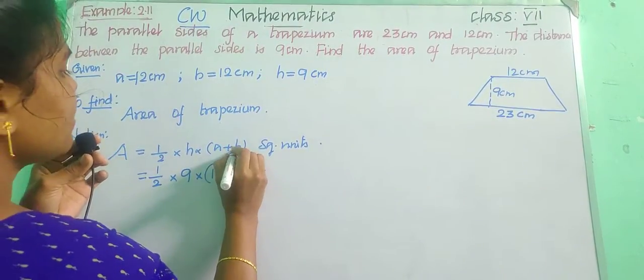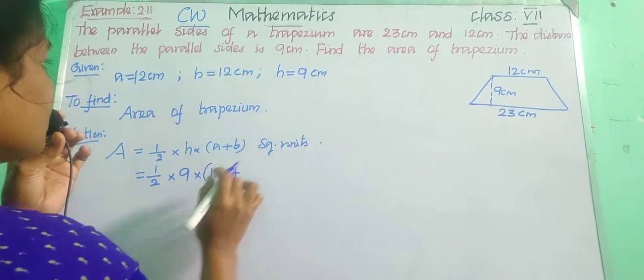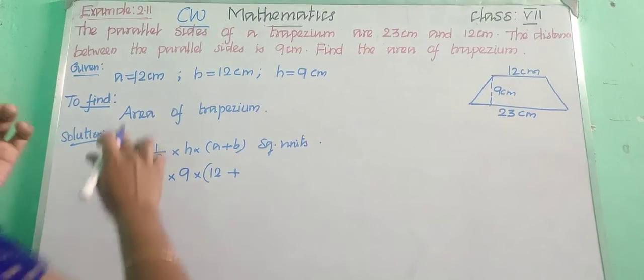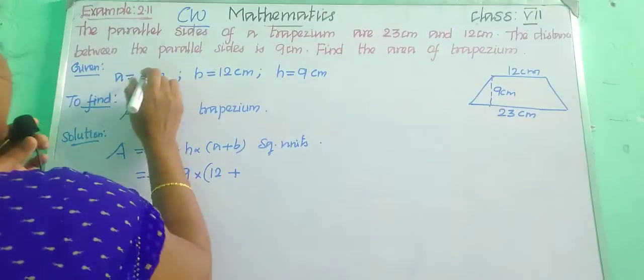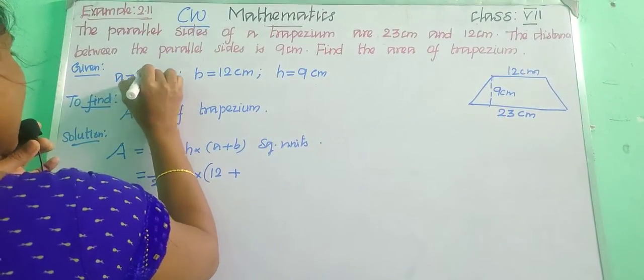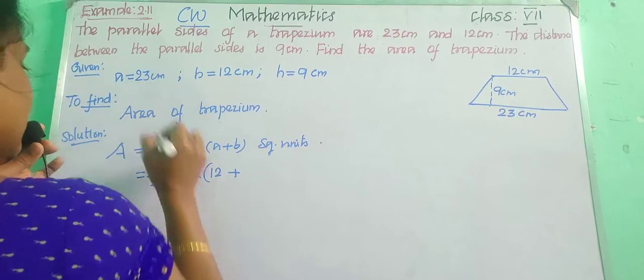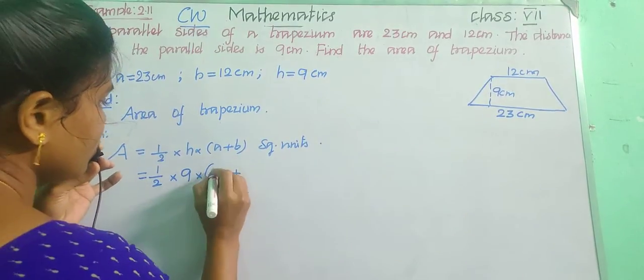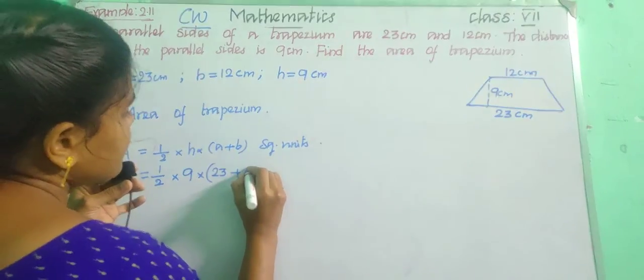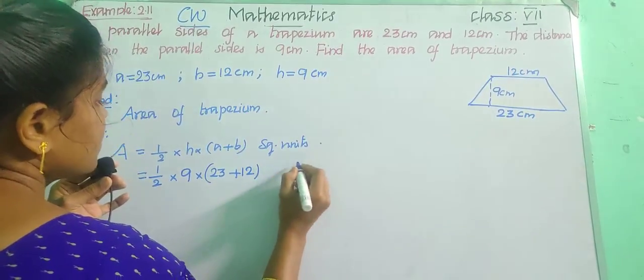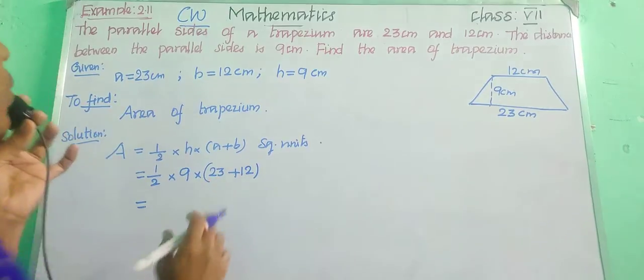And what is a here? a is 23, so a equal to 23 centimeter. And what is b? b equal to 12 centimeter. So now first of all we need to solve the brackets, right?